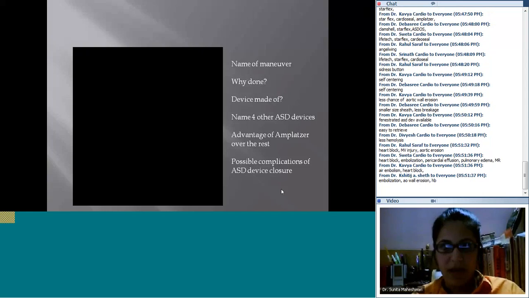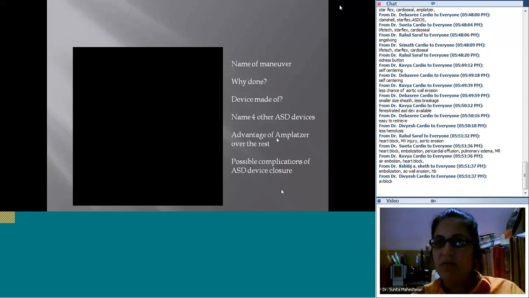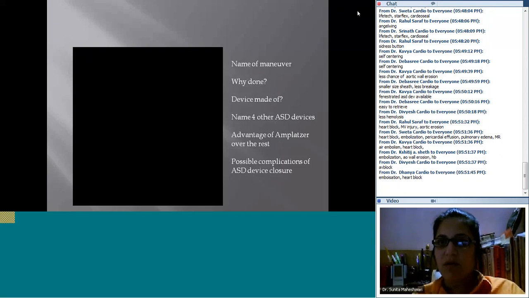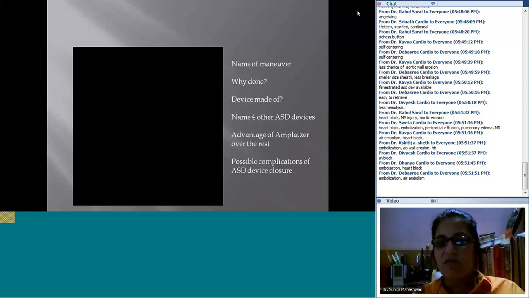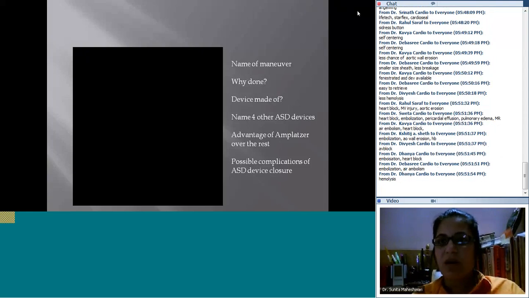AV block, yes. Embolization, yes. Aortic valve erosion, air embolism, heart block. I would put embolization as number one as your chances of complications. Hemolysis is very rare unless you have a leak, very rare with an arm plaster. But embolization, AV blocks, air embolism, at times aortic valve erosion, and mitral valve fractures, those are very rare. But really embolization would be your number one.